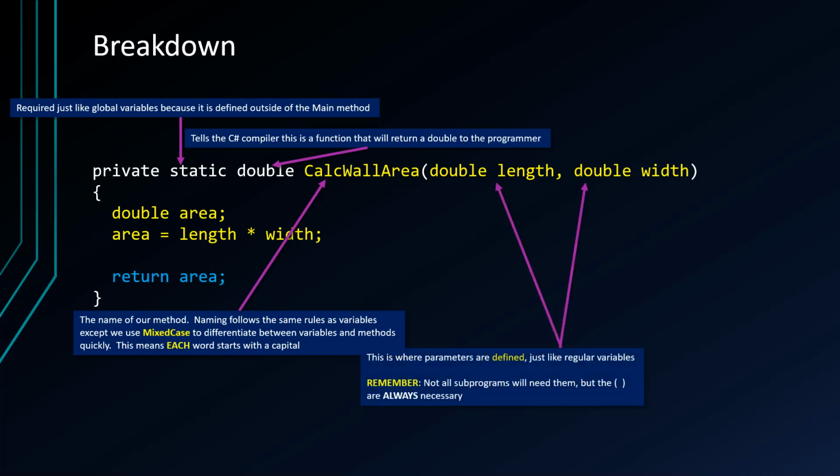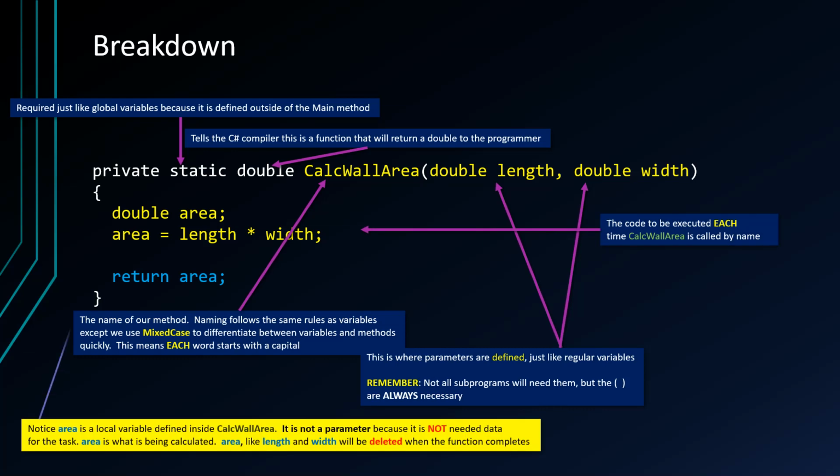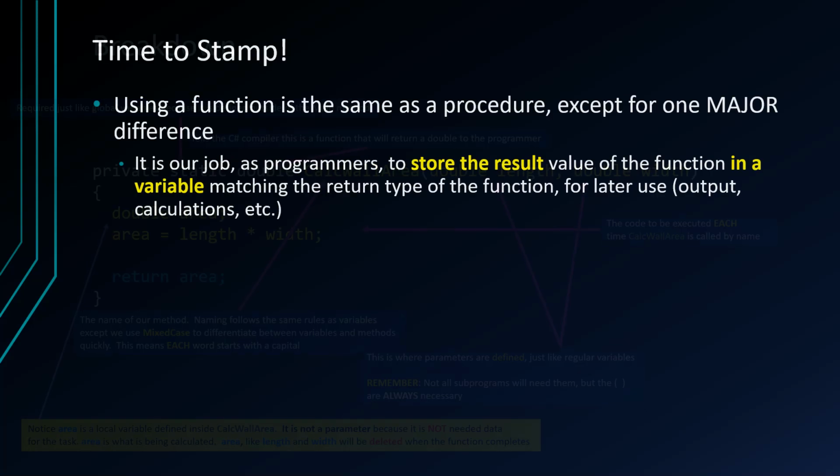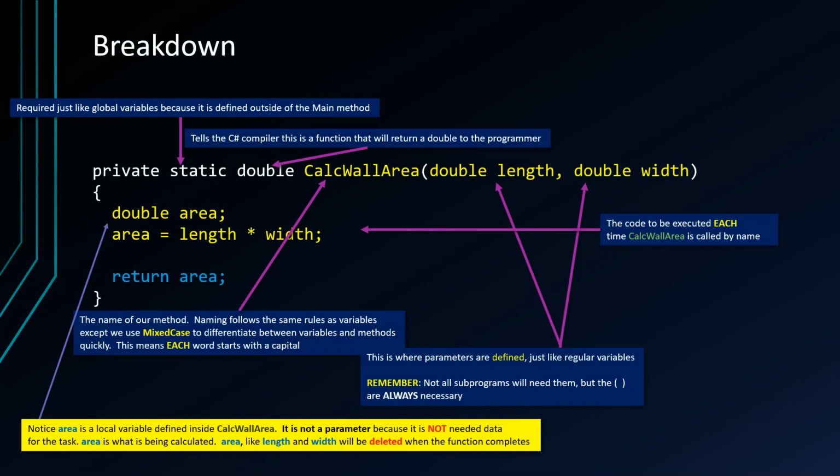Any parameters that are needed to do the job. Well, I'm calculating the area of a wall, so I need length and width in this case. Then the code that's actually going to do the work. And then we have our arrow, yeah, that's fine. So notice area is a local variable defined inside of calc wall area.